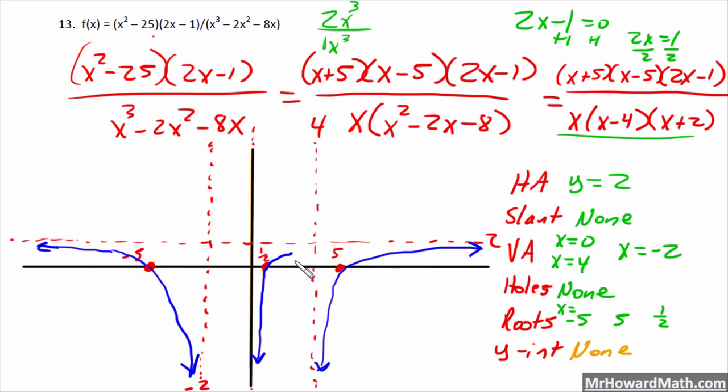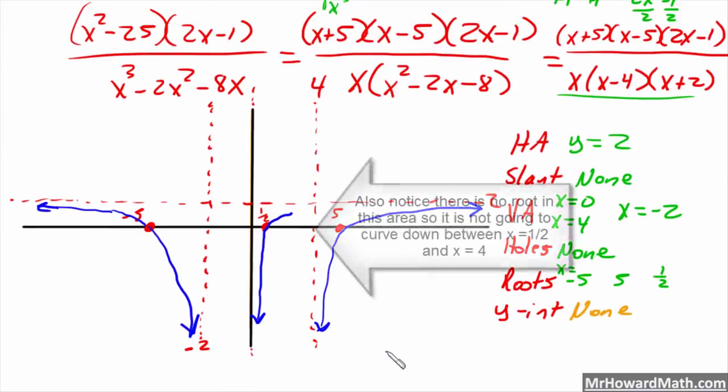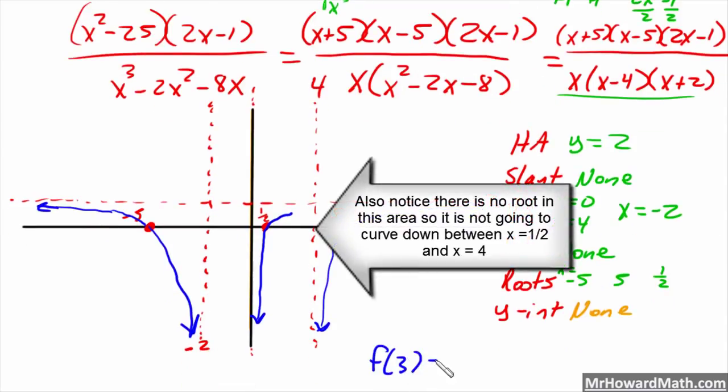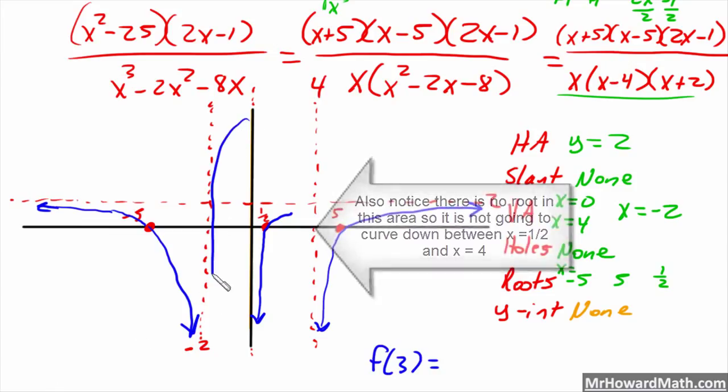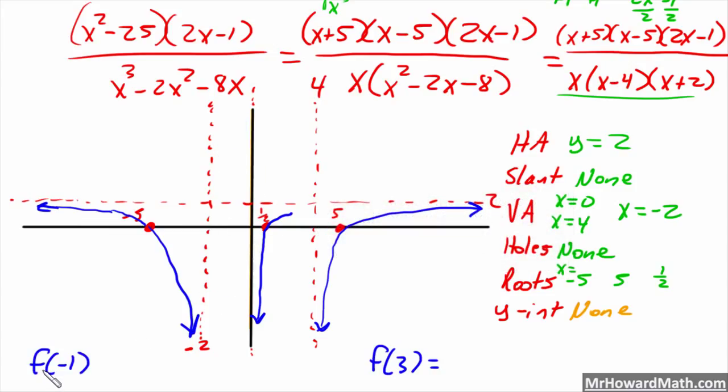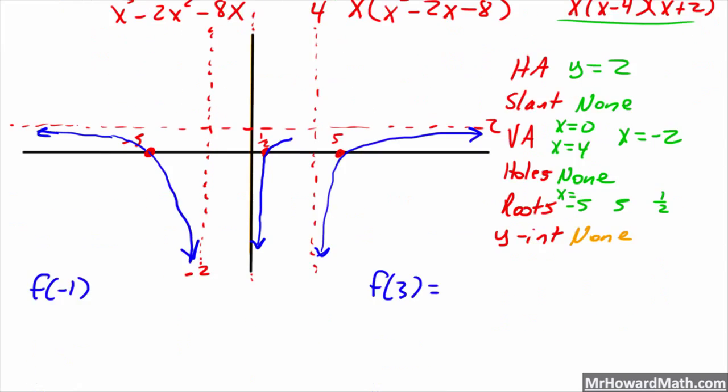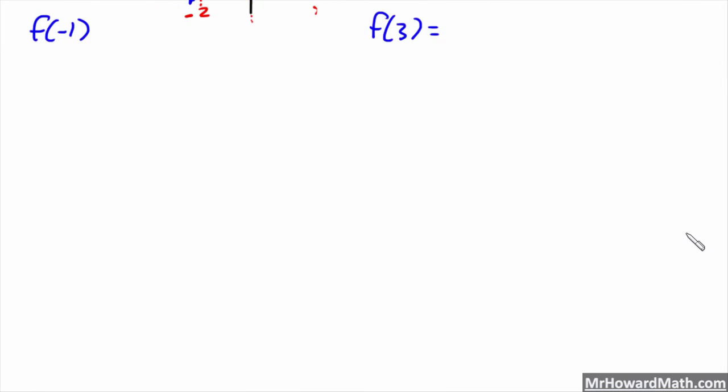So we just need to run 2 test points. I'm going to run a test point at f of 3, and I'm going to run a test point in this section here, f of -1 as well will be the other test point. So test points f of 3 and f of -1. So with that said, let's come down here and do that work.